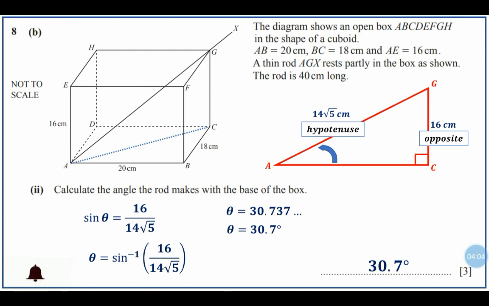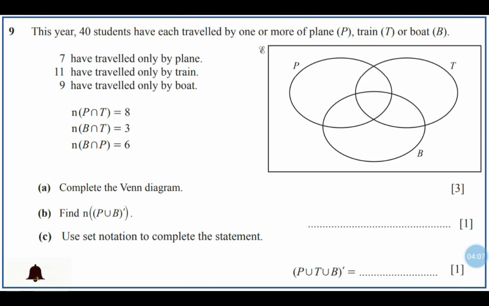Next, let's move on to question number 9. This year, 40 students have each traveled by one or more of plane, train, or boat. 7 have traveled only by plane. 11 have traveled only by train. 9 have traveled only by boat. So we will just put in 7 there, and then 9.